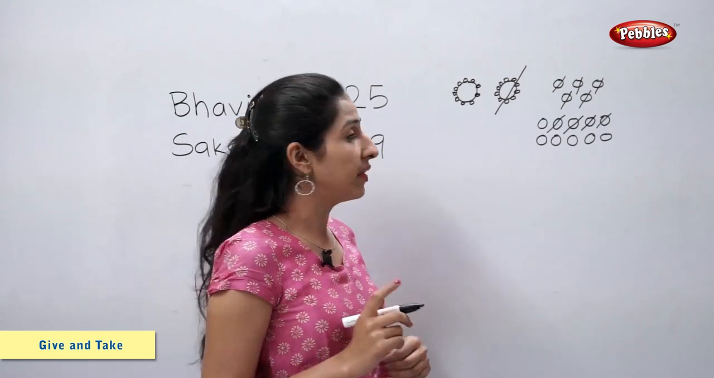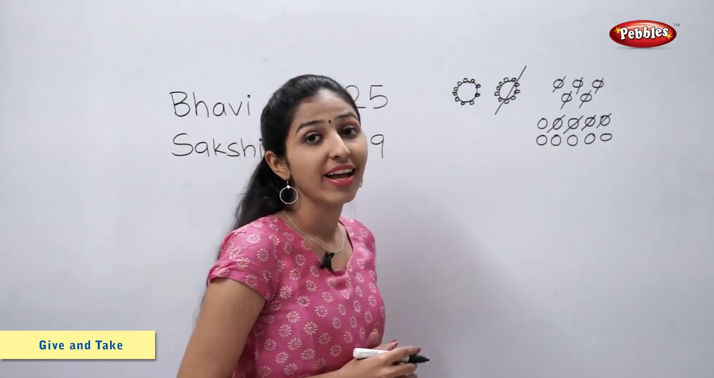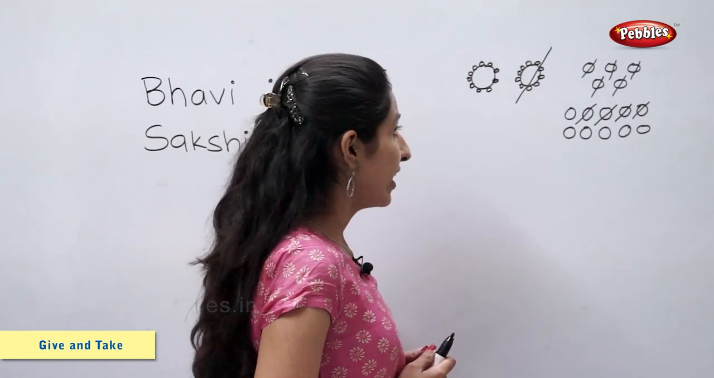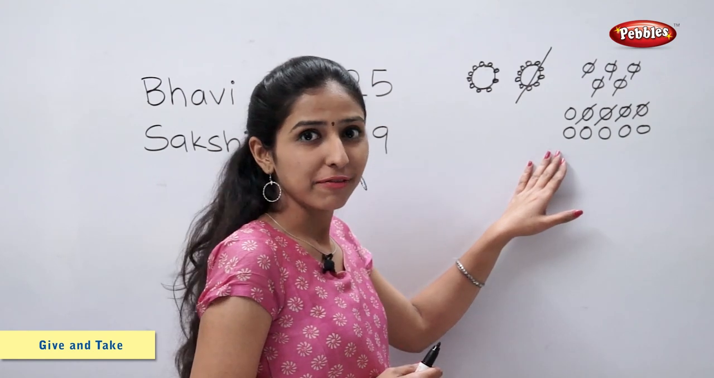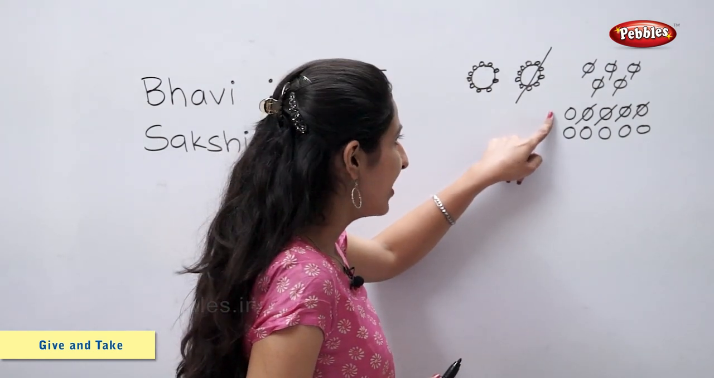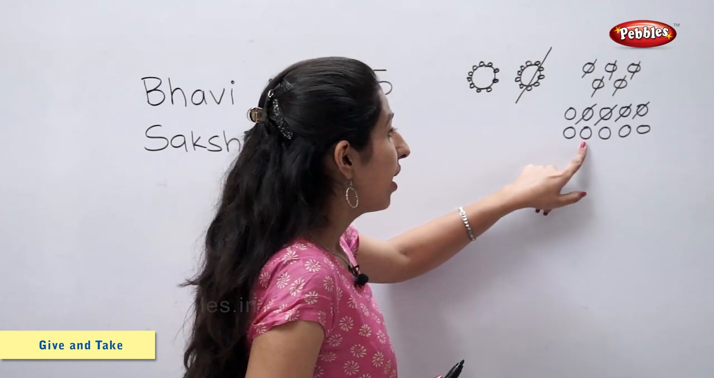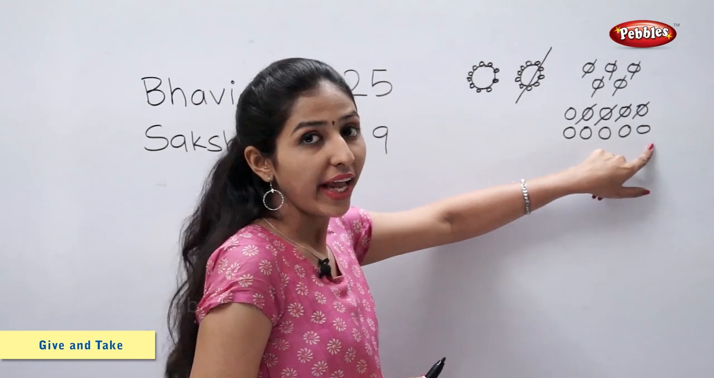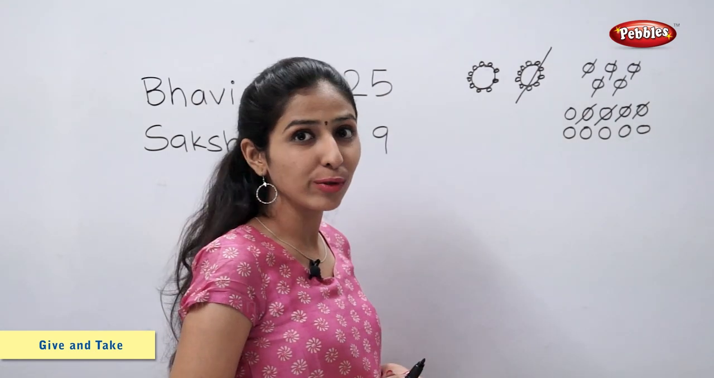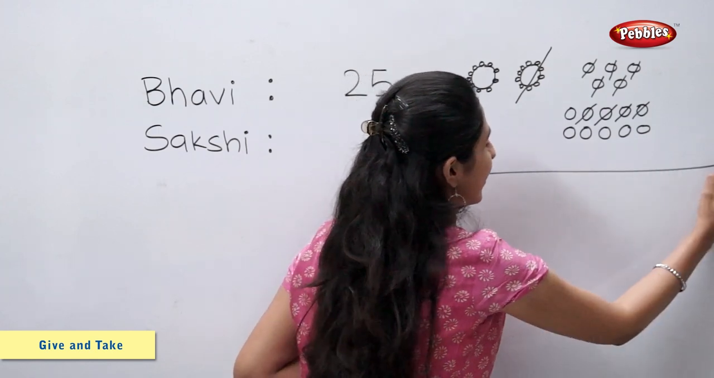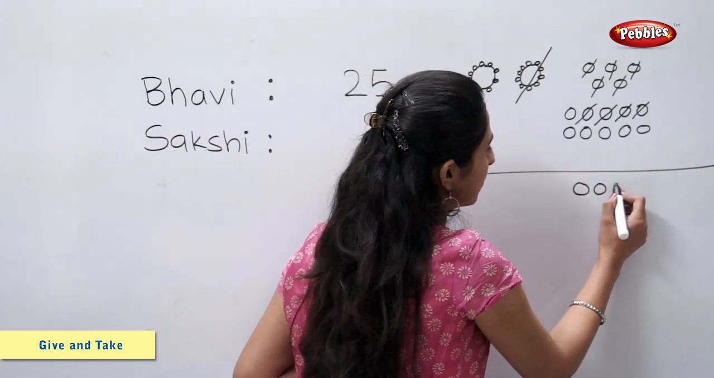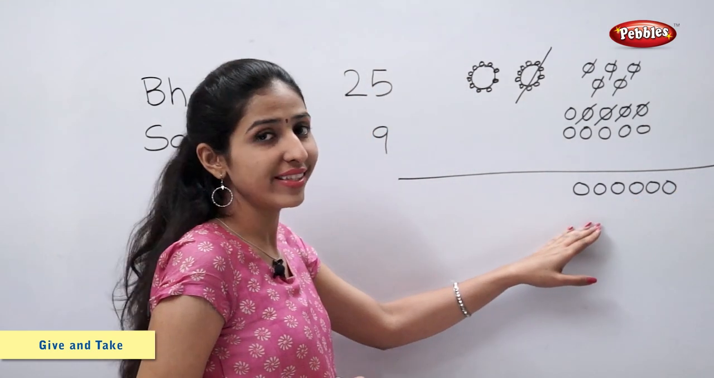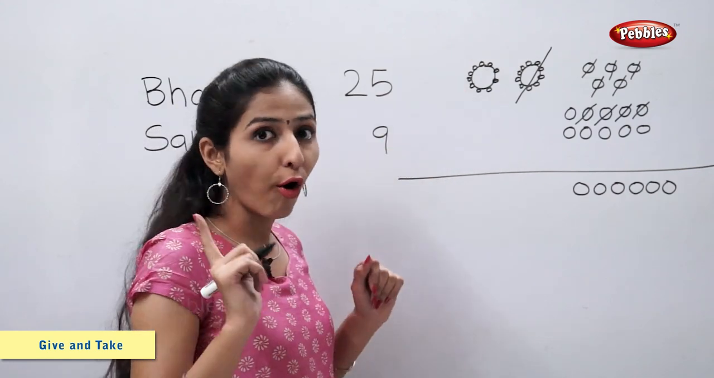1, 2, 3 and 4. Now, we have given Sakshi 9 pearls. Now, let's count number of pearls left with Bhavi. Let's count loose pearls first. 1, 2, 3, 4, 5 and 6. There are 6 loose pearls. Six loose pearls, one bangle of 10 pearls.